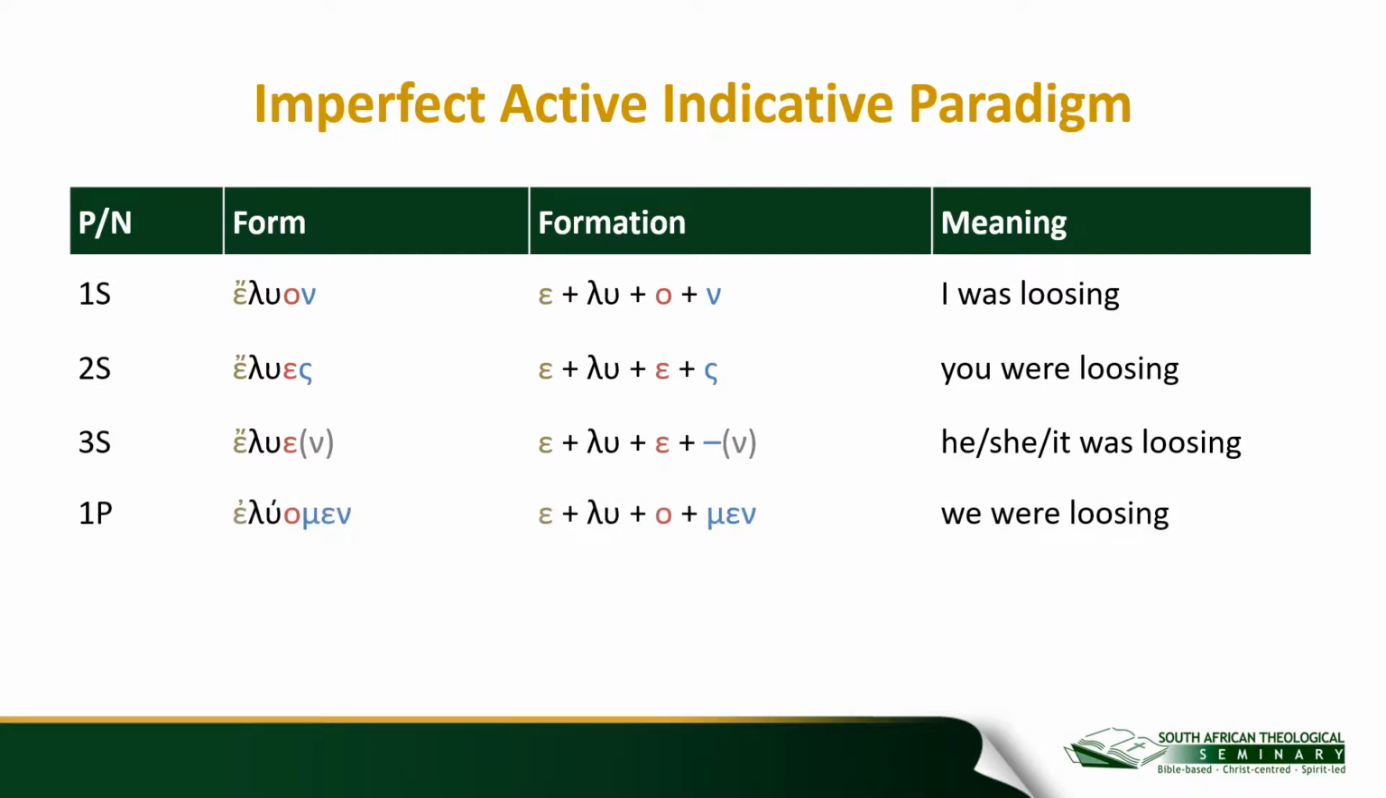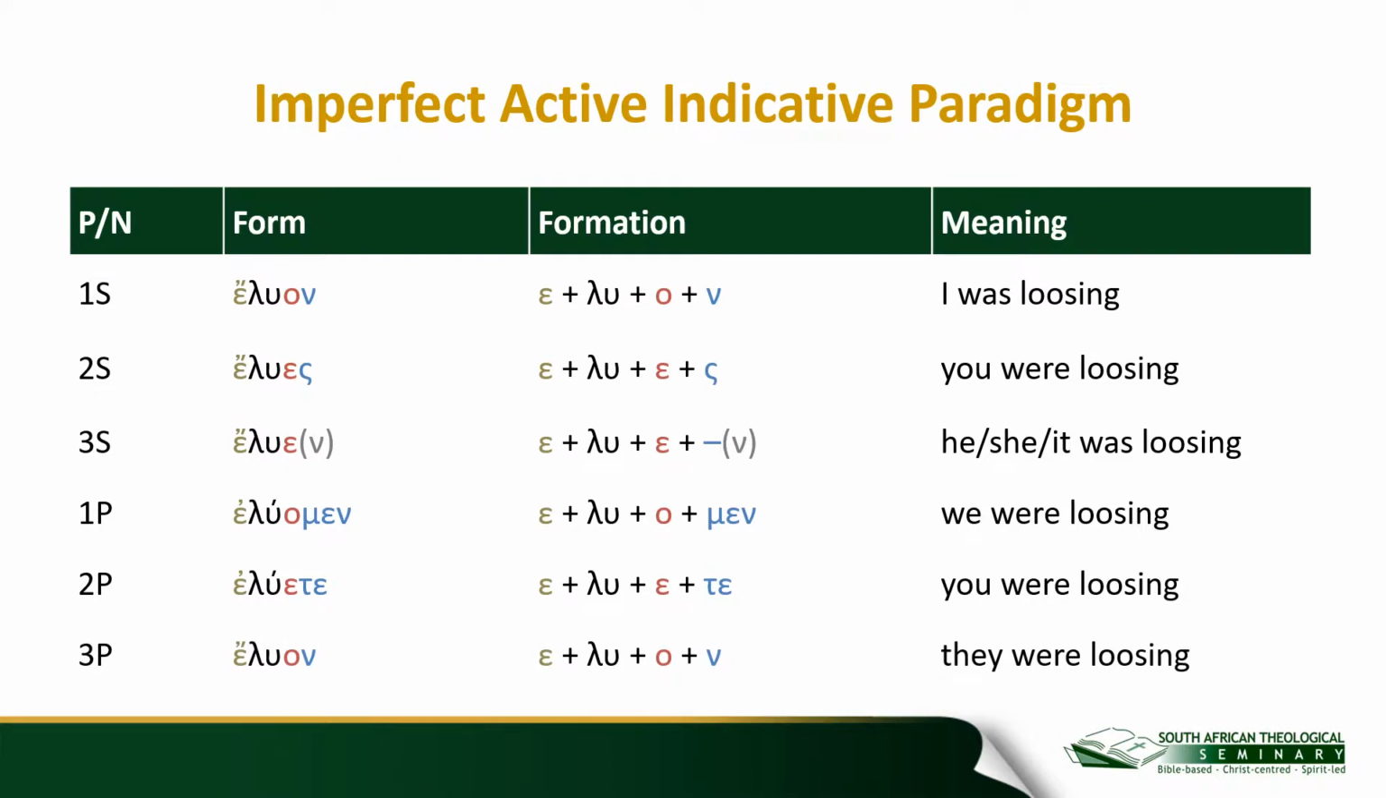The augment is epsilon, the present tense stem li, connecting vowel omicron, and the one plural personal ending men, loosing. The two plural is eliete. We have the augment epsilon plus the present tense stem li plus the connecting vowel epsilon plus the two plural ending te. Eliete, you were loosing, and the three plural is elion. We have the augment epsilon plus the present tense stem li plus the connecting vowel omicron plus the three plural personal ending n, they were loosing.